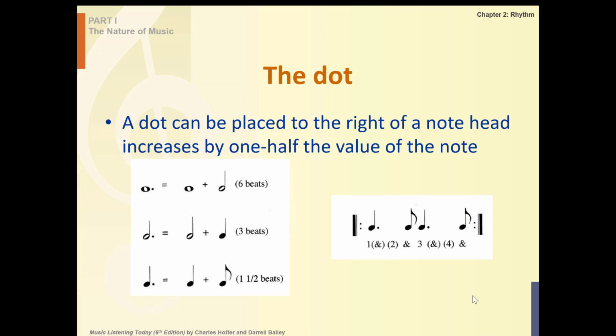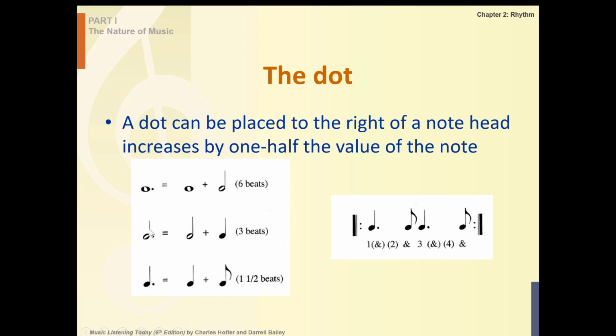Then, how do we indicate a note with 3/4 beat value? We use a dot. A dot can be placed to the right of the note head, and it increases the value of the note by 1/2, 1/2 the value of the original note.